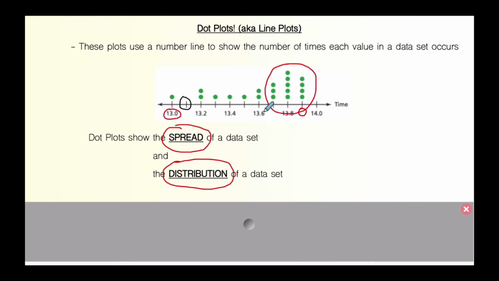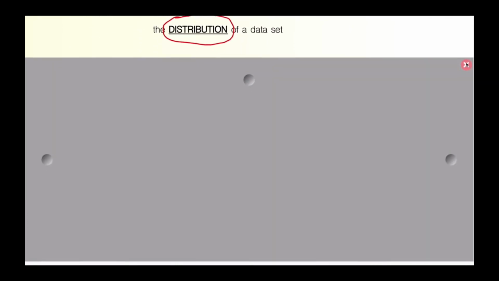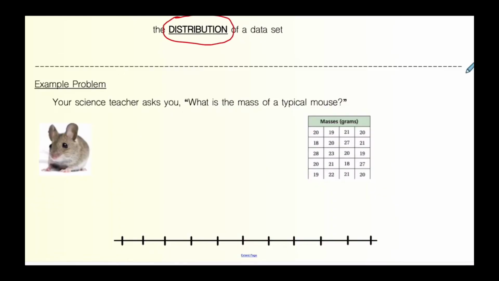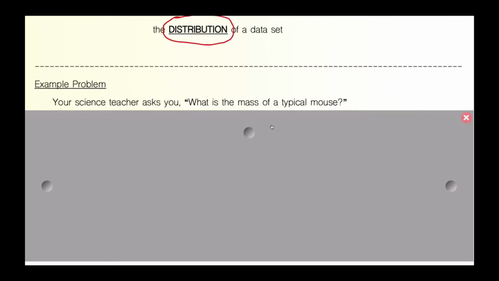So dot plots are nice because they show you the spread, they show you the distribution of the data, and it's very easy for anyone to look at that and pick that up. So the last thing that we're going to do today, and I promise this is the last thing, I know it's a long lesson, we are going to go through an example problem where we create our own dot plot.